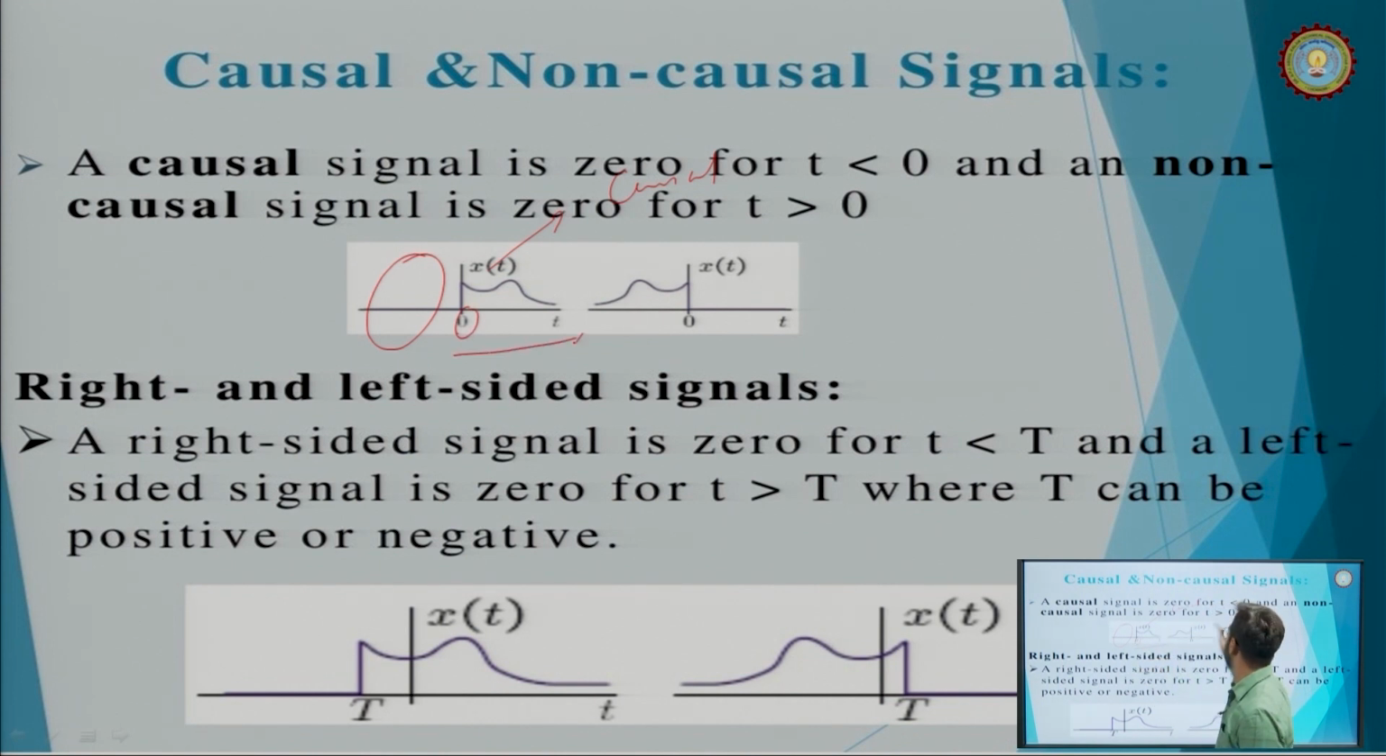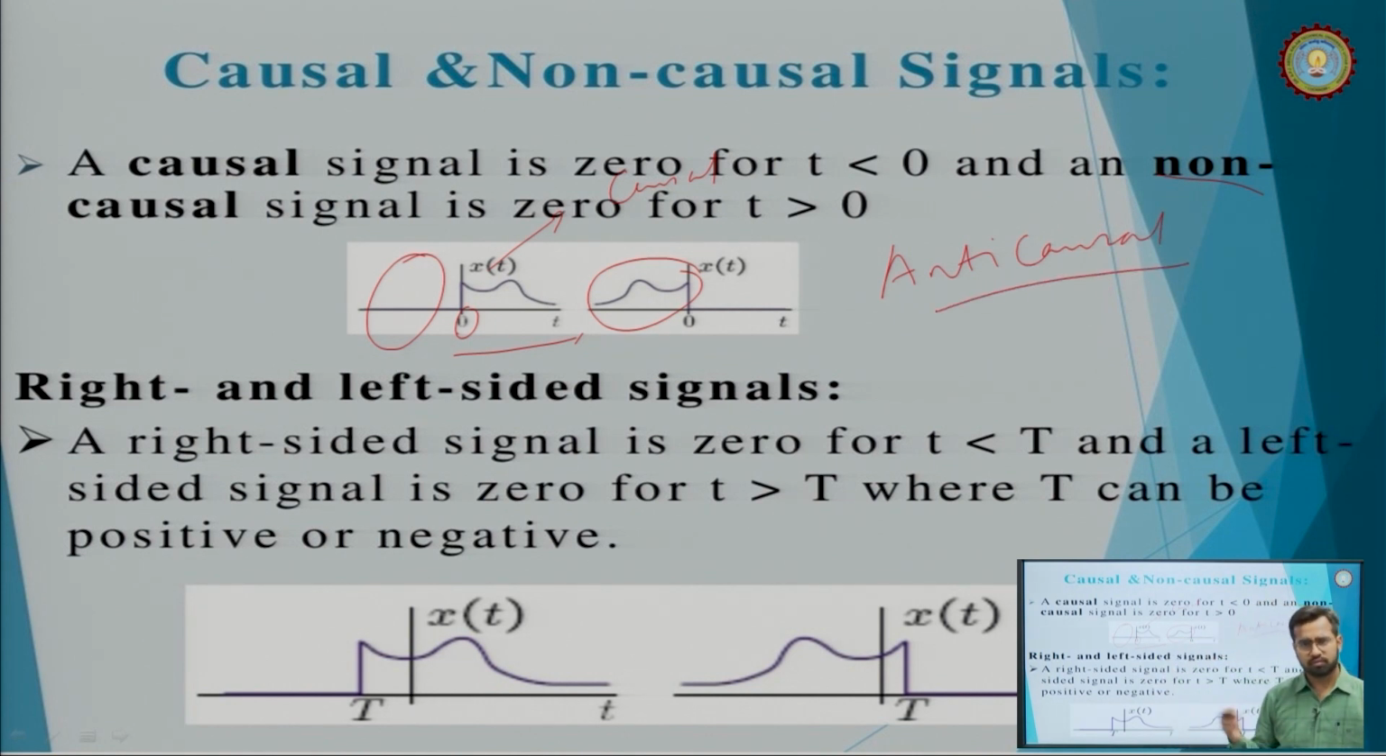But in the case of non-causal signal, we have a signal only in the negative time duration, not in the positive time duration. Similarly, we also have anti-causal; we will see later what is anti-causal. Now similarly, we can give another name to this signal: we can call it a right handed signal, or a left handed signal. So, right handed and left handed are basically other names for the types of causal and non-causal.